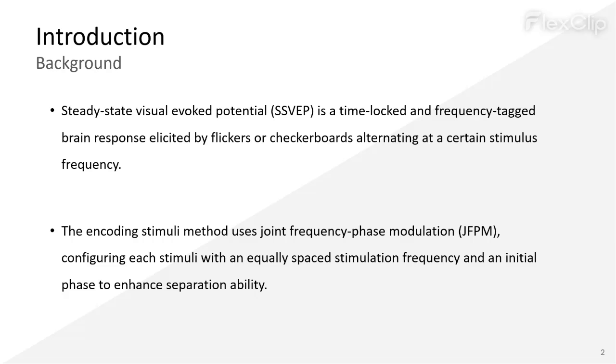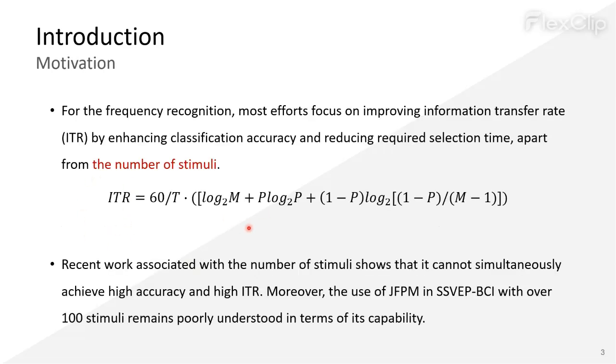Steady-state visual evoked potential, SSVEP, is a time-locked brain signal that follows the flicker of light. With joint frequency and phase modulation, JFPM, we give each flicker a different frequency and phase, so the brain responses can be separated more easily. In the ITR formula, N means the number of stimuli, P is accuracy, and T is the total time for selecting a target and shifting gaze.